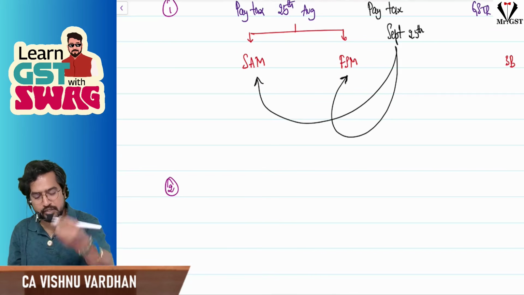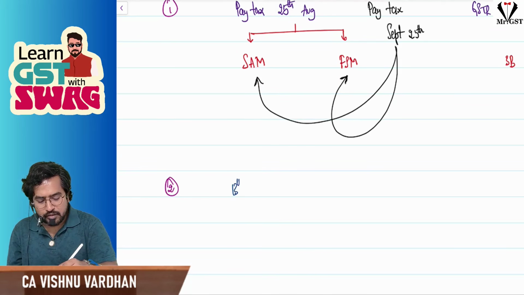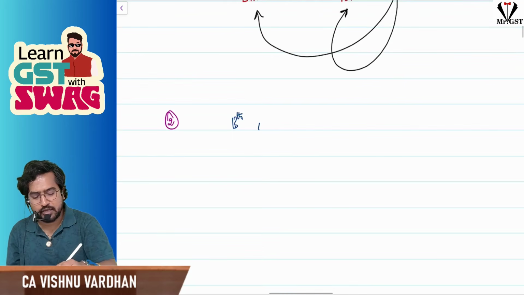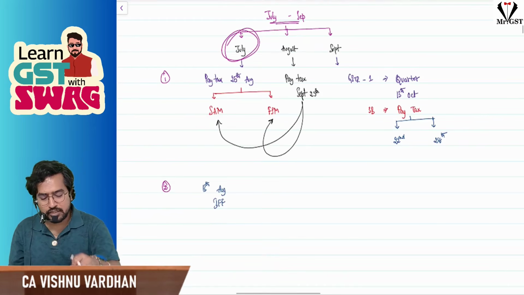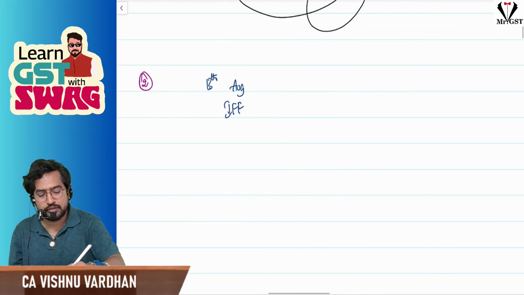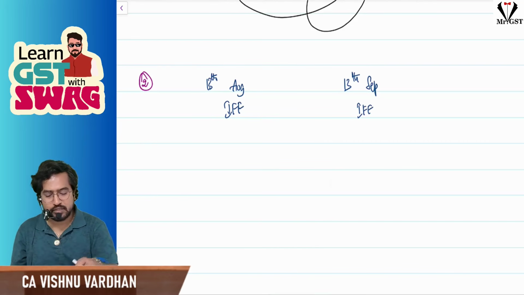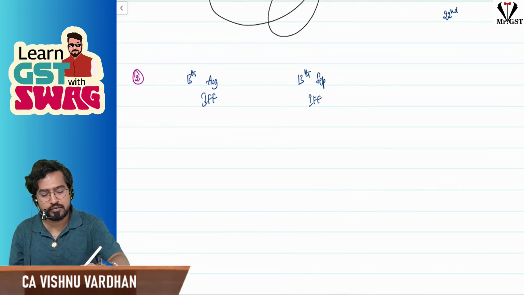What is IFF? What is the due date? Sir, July month is over, sir. 13th of next month, 13th August, file IFF. Sir, August month is over, sir. Then what should I do? 13th September, file. Okay, sir. After that, 13th October. However, GSTR 1 will come into the picture.